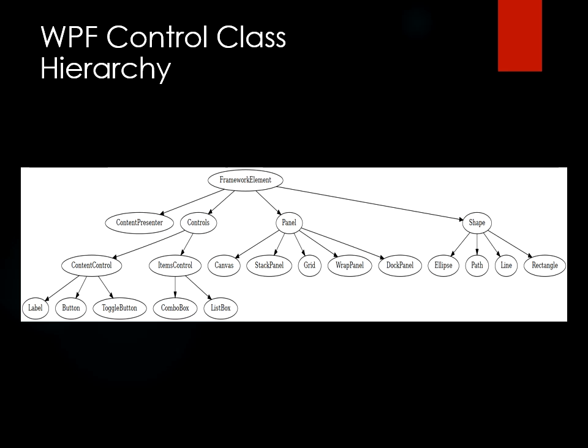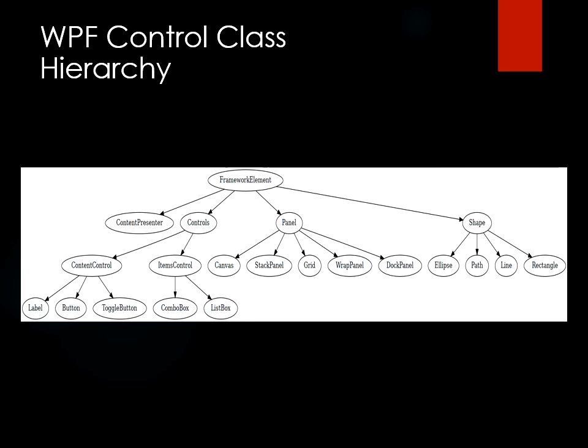Next we have the controls branch. This includes all interactive UI elements. Controls are further divided into two categories: content control and items control. Under content control, we have label, button, and toggle button. So label displays static text, button triggers actions when clicked, toggle button maintains a state, checked or unchecked.